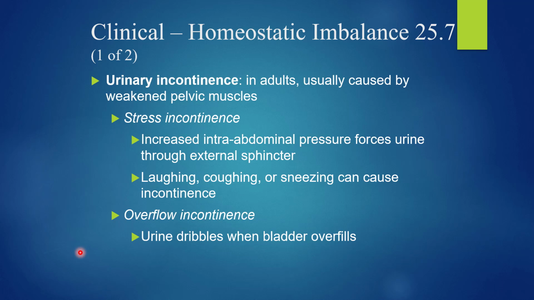Urinary incontinence in adults is usually caused by weakened pelvic muscles. Stress incontinence is brought about by increased intra-abdominal pressure that forces urine through the external sphincter, such as whenever you're sneezing, coughing, or laughing. Overflow incontinence is when urine dribbles when the bladder overfills. This is when you extremely need to go and you didn't go, and the bladder overfills, so you tend to dribble.